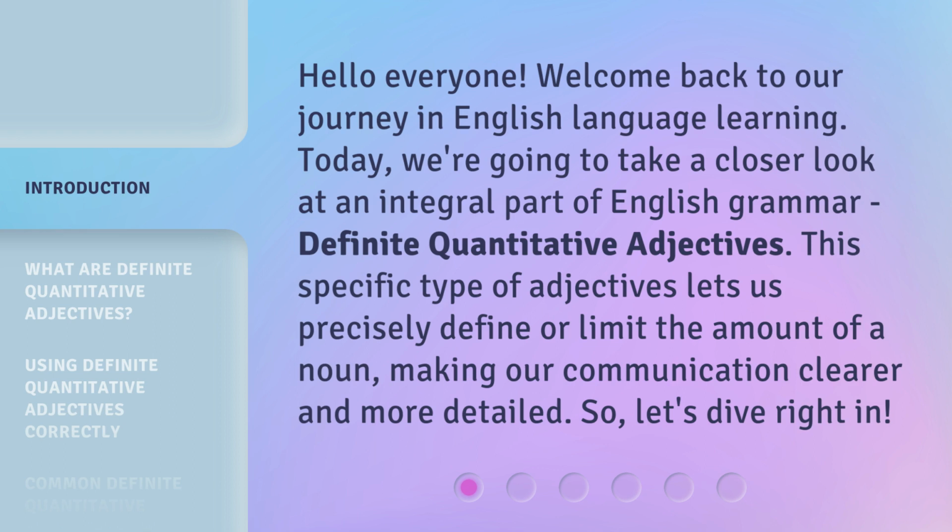Today, we're going to take a closer look at an integral part of English grammar, definite quantitative adjectives. This specific type of adjectives lets us precisely define or limit the amount of a noun, making our communication clearer and more detailed. So, let's dive right in.